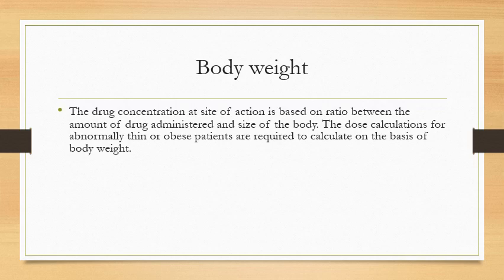That means simply, if you are calculating the amount of drug administered and the size of the body, then the ratio of these two things makes the drug concentration available at the site of action, right? So you need to see what is the weight of the patient, and accordingly you need to administer the drug for the required amount of drug concentration to reach the site of action.